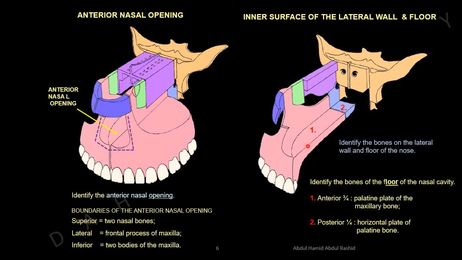The floor is formed by two bones. Anterior 3/4 is formed by palatine process of the maxillary bone. Posterior 1/4 is formed by the horizontal plate of the palatine bone. Two together form the hard palate.